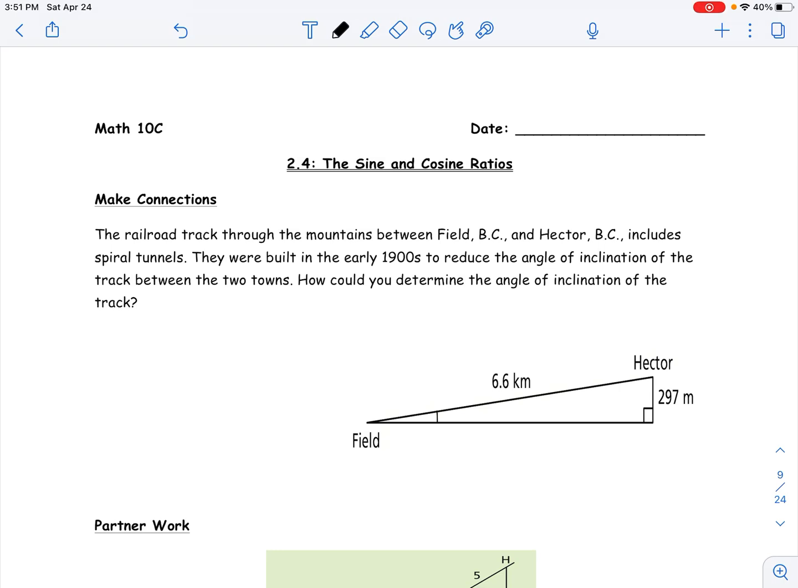So the railroad track through the mountains between Field BC and Hector BC includes spiral tunnels. They were built in the 1900s to reduce the angle of inclination of the track between the two towns. They want us to find out this angle right here, which is shown with that little marker. They're giving us two pieces here, so we want to label it.